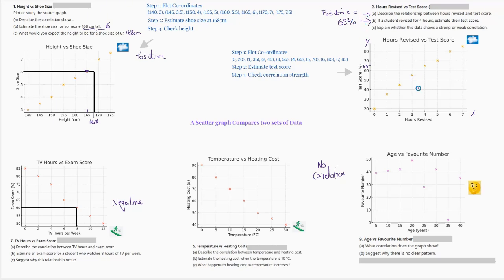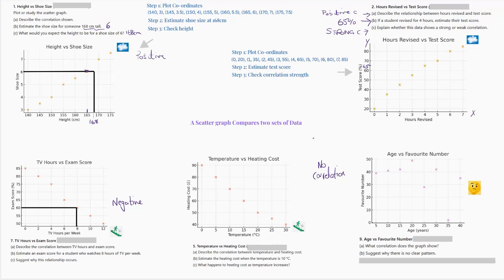Explain whether this data shows a strong or weak correlation. Well, I'm quite happy that that is a strong correlation because they all go up nicely together. You know, there are no massive gaps in between. It's fairly close together. So I'm going to say this is a strong correlation. So there's all your answers for that.